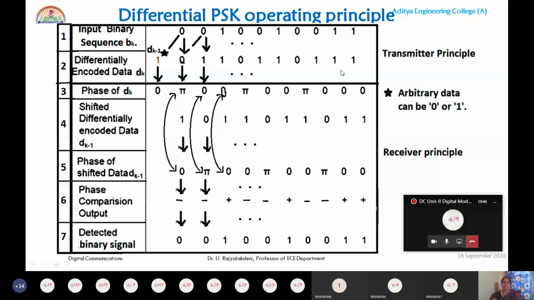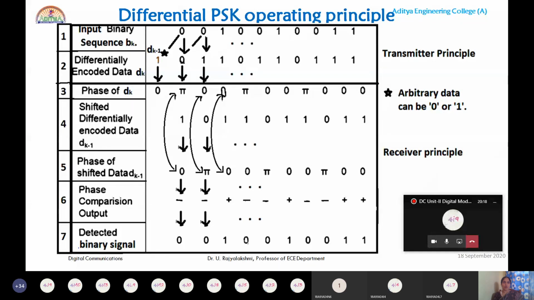But what is the receiver principle? The receiver principle states that you can extract the binary signal by comparing the phase of DK and the phase of DK minus 1. Now, if you have DK, how can you get DK minus 1? You can observe the fourth row. The fourth row represents the shifted, differentially encoded data, that is DK minus 1.